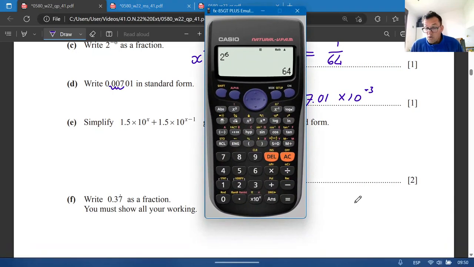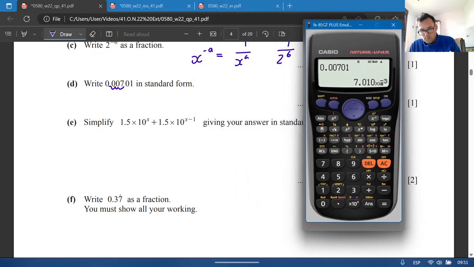Remember, you can always change your calculator to standard form. You press shift setup, and then you want it in scientific notation. You usually want 3 significant figures, but just put 4 just in case. Then you can put any number in there, 0.00701, and bam. Oh, there we go. Standard form, okay. That extra 0 is there because I pressed the 4, so it's 4 significant figures. Okay, so there you are.